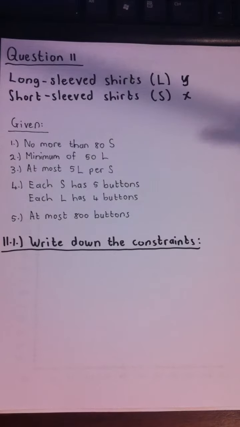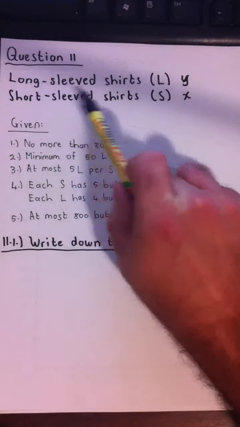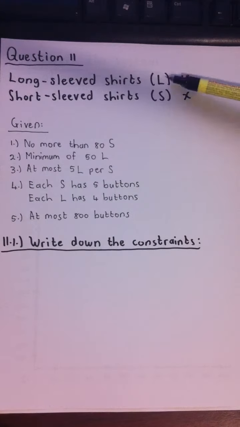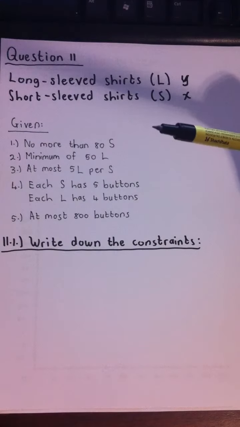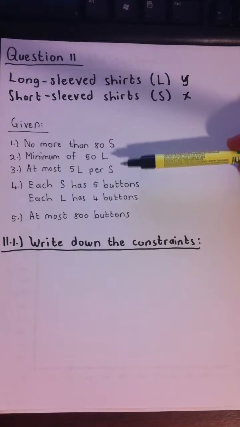Okay, so question 11, the last question in this November 2013 paper 1 examination. This is a linear programming problem, and the question says the following. A company manufactures both short sleeve shirts and long sleeve shirts. I'll just label them S and L. And below they give us some constraints, some information about the production process.